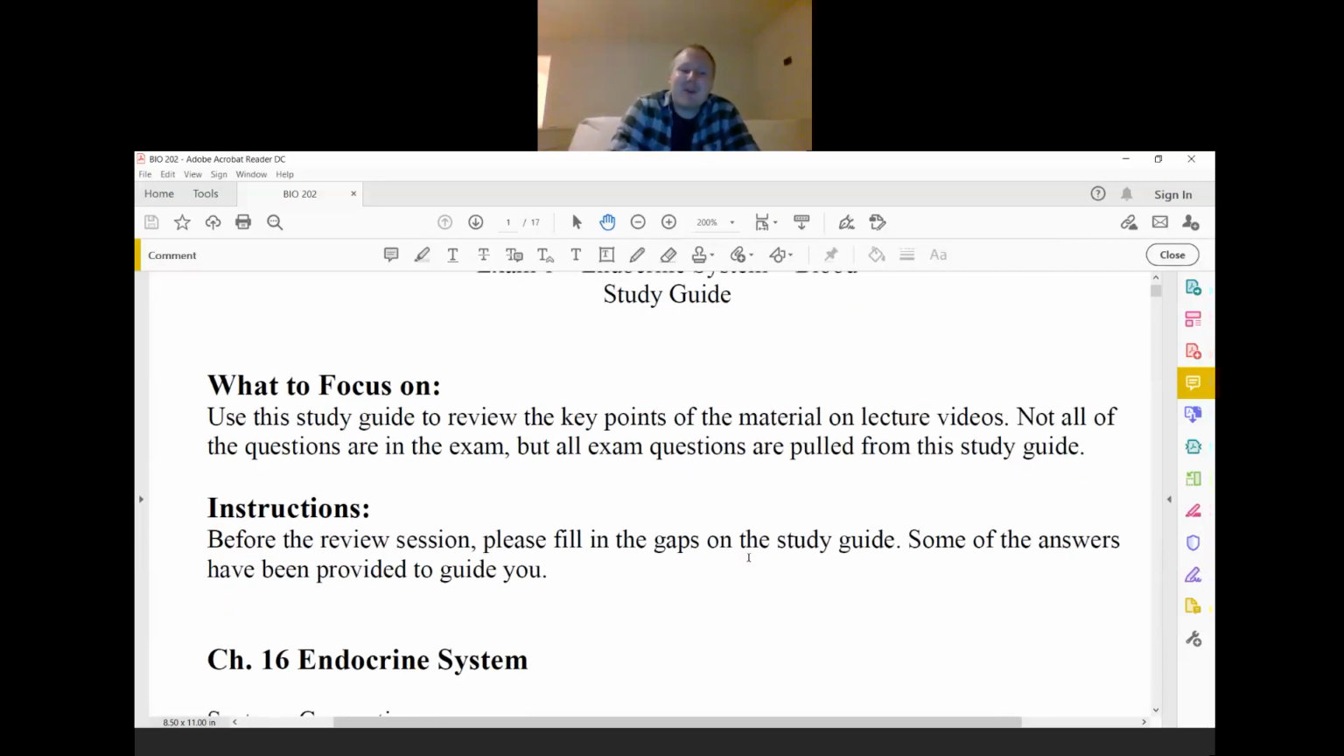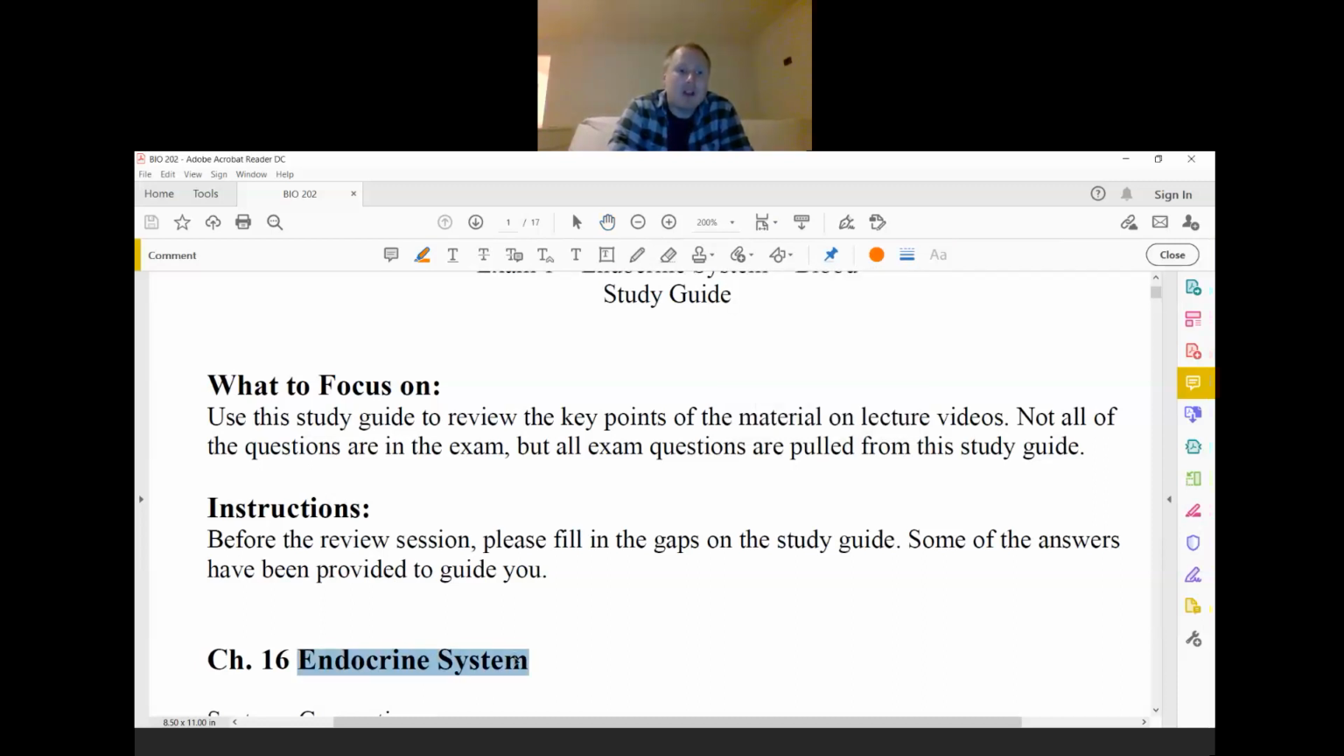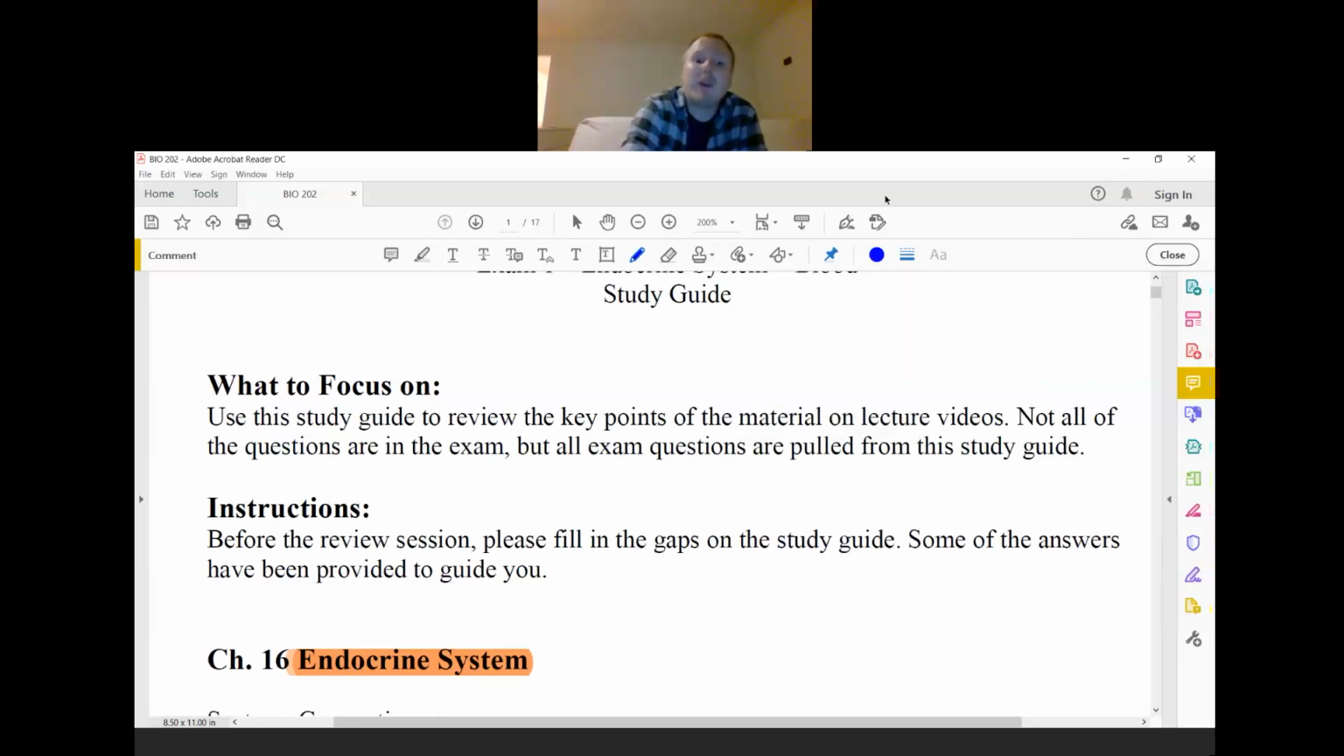So for the first chapter, we were looking at the endocrine system. And the endocrine system is, of course, all about the hormones. So we're looking at things such as production of hormones, but also how those hormones are released, how they travel throughout the body, how they act, how they are either deactivated or eliminated from the body as well.